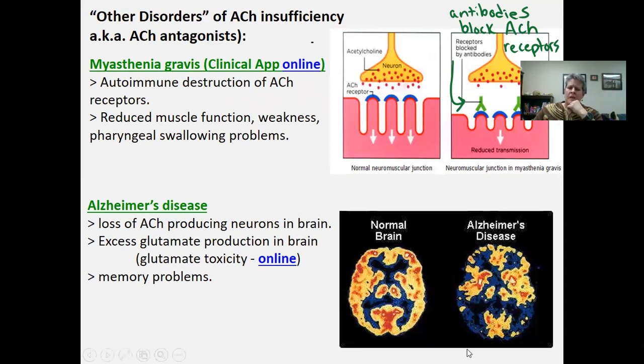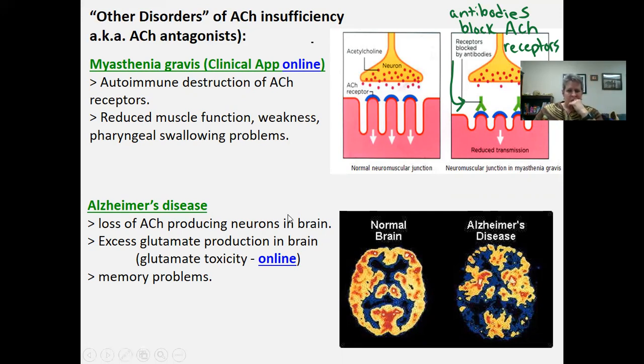So on the left down here in the lower image, we've got a normal brain, and the bright areas indicate areas of high metabolic activity. You see his brain is lit up. After Alzheimer's, especially untreated, has gone on, you notice in the right-hand image, fewer parts of the brain light up. The dark areas are where enough acetylcholine-producing neurons are gone, and so the brain can't be stimulated there.